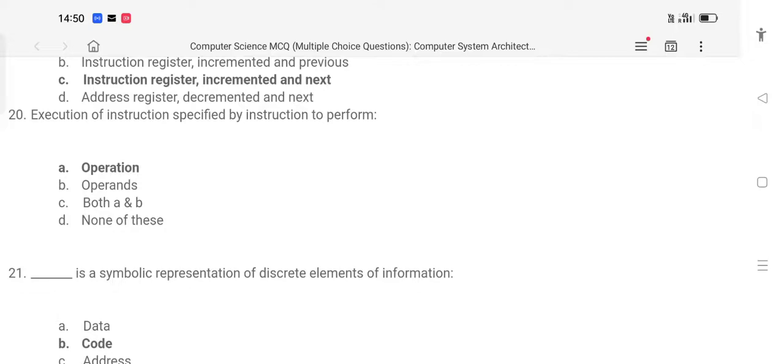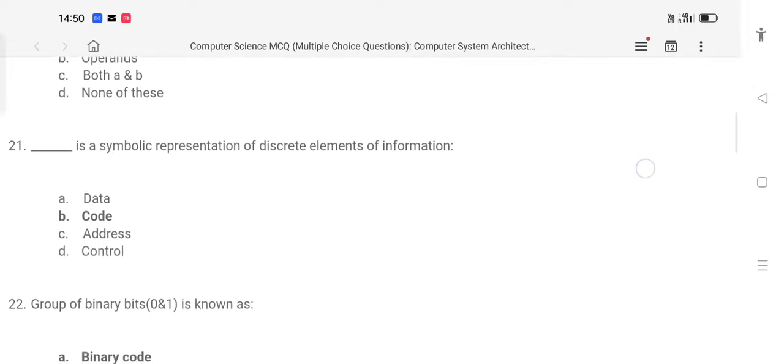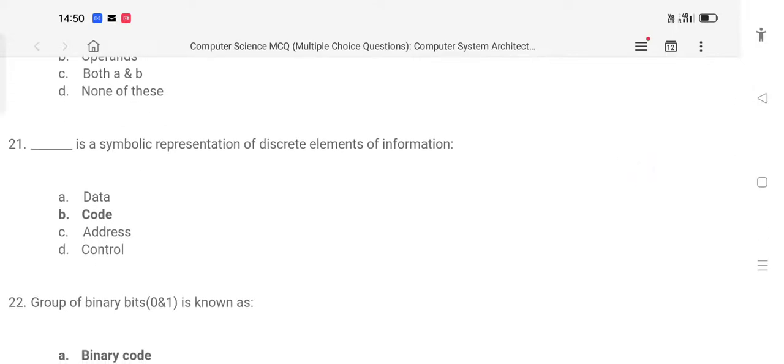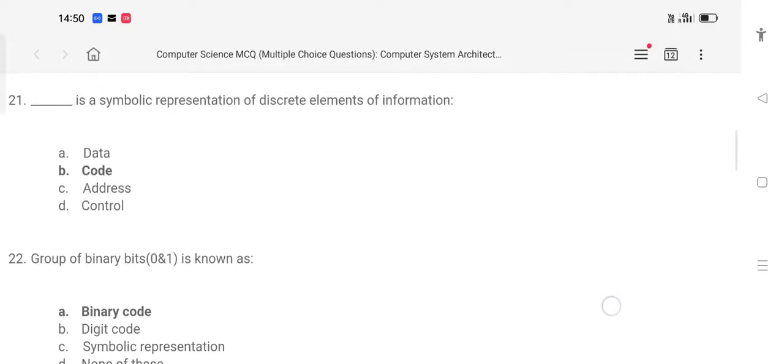Execution of the instruction specified by the instruction to perform operation. 20 answer A. Operation. Execution of the instruction specified by the instruction to perform operation. Dash is a symbolic representation of discrete elements of information. Code. Code is a symbolic representation of discrete elements of information.